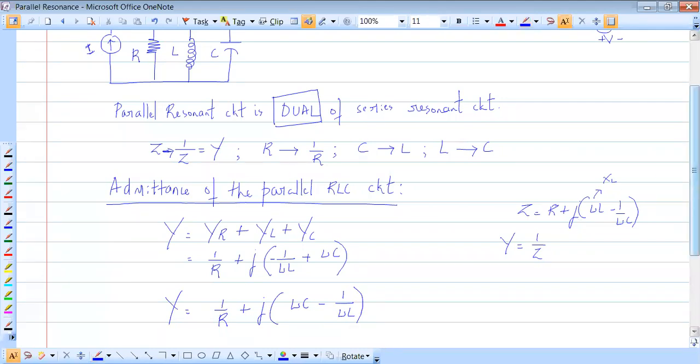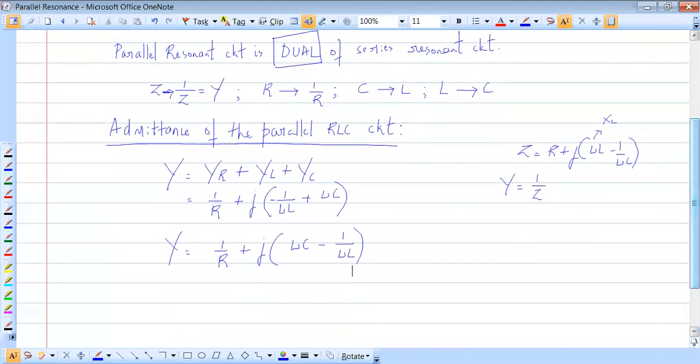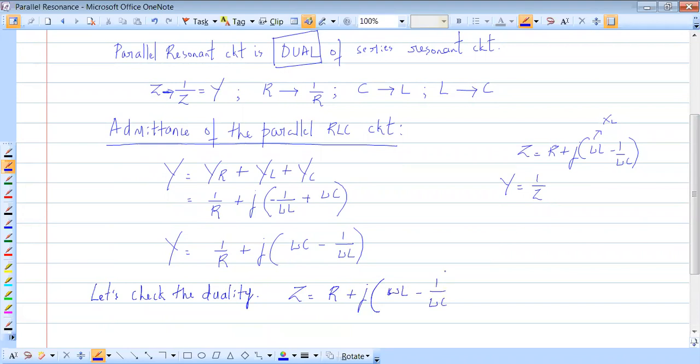Okay, so let's check the duality now. We talked about duality, right? Let's check the duality. What does that mean here? Impedance we used to have, fine, that is R plus j omega L minus 1 by omega C. See, Y has become Z or Z has become Y. That means Z has become 1 by Z.